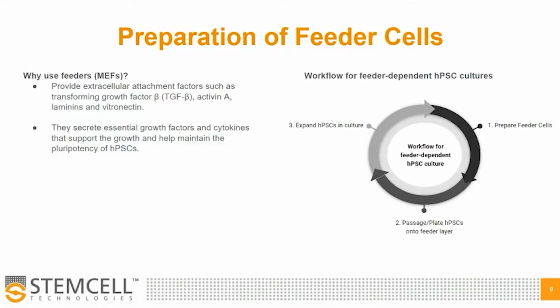When we look at the workflow for a feeder-dependent HPSC culture, the first step is to prepare the feeder cells. Once that is done, we can seed HPSCs onto the feeder layer. Step 3 involves maintaining the HPSCs in culture on the feeders to allow them to grow until the time comes to passage them again. To support the next passage, more feeders will need to be prepared.